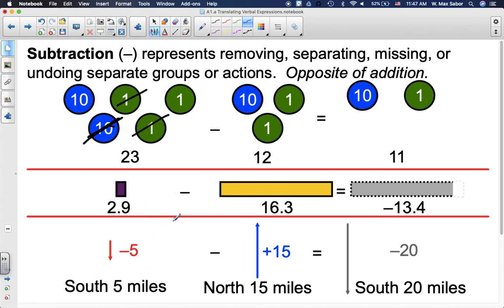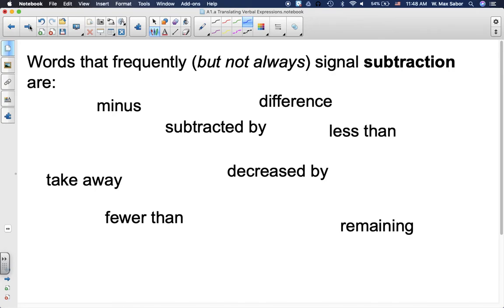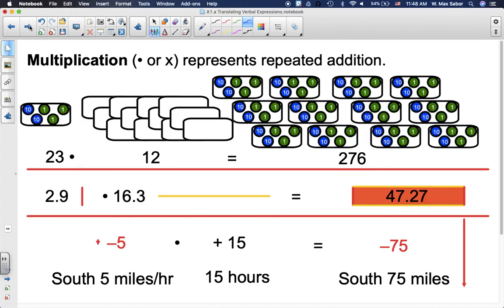And if we're going south 5 miles, and then we do the opposite of going north 15 miles, well, the opposite of going north would be going south another 15 miles. So in total, we need to go south 20 miles. This is how subtraction works. The opposite of north would be south. These are words that frequently signal subtraction, but that doesn't mean that it's always subtraction.